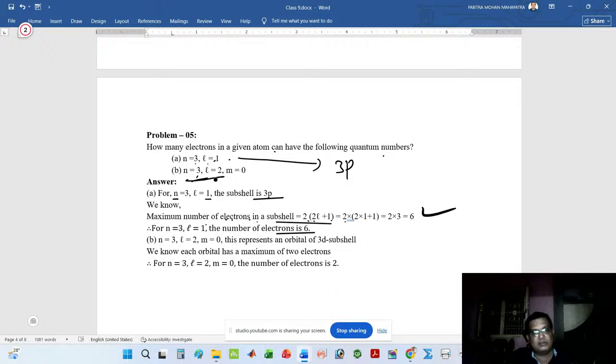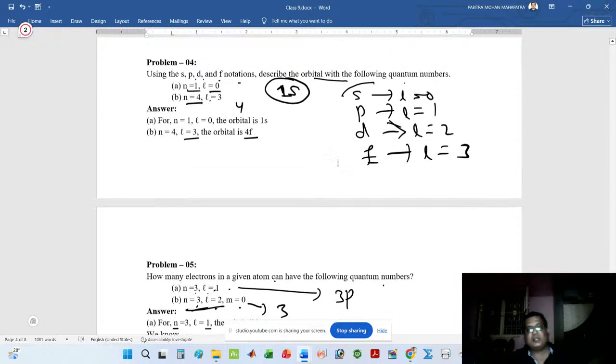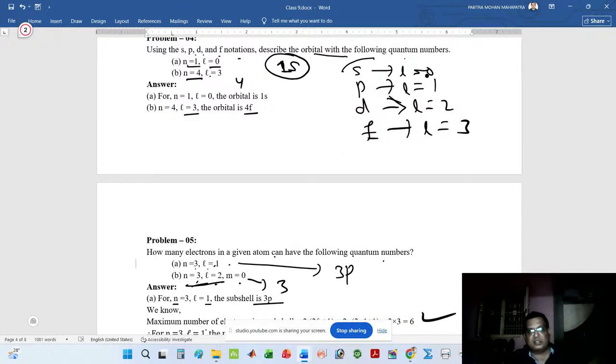n is equal to 3, L is equal to 2, m is equal to 0. It completely represents an orbital. Let me explain. For s, the L value is equal to 0. For p, the L value is equal to 1. Look at this: your L is equal to 2 is given. So think about the d subshell.